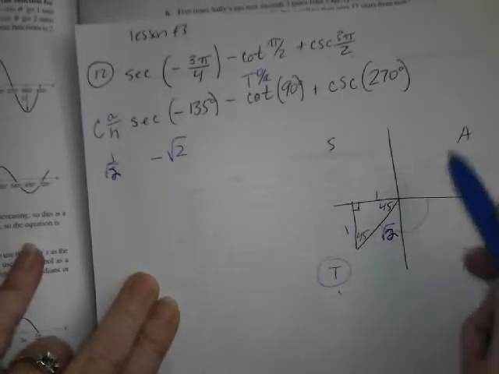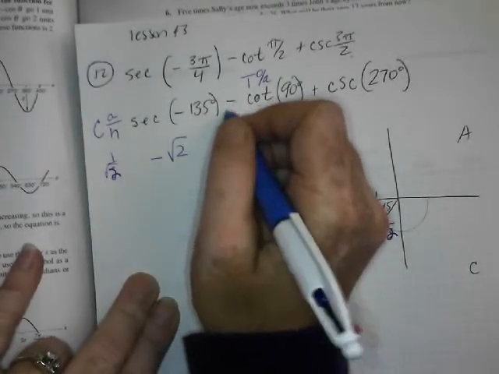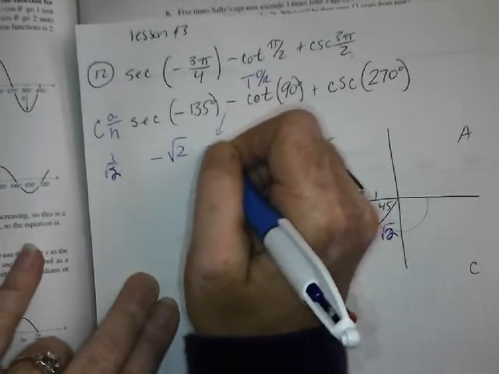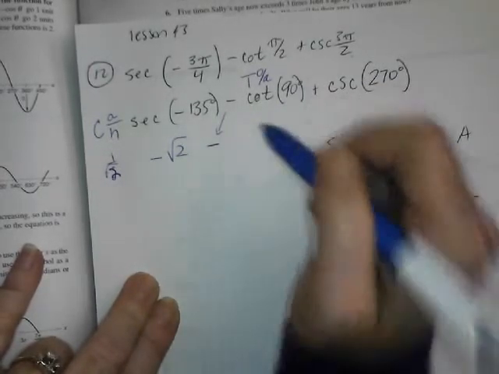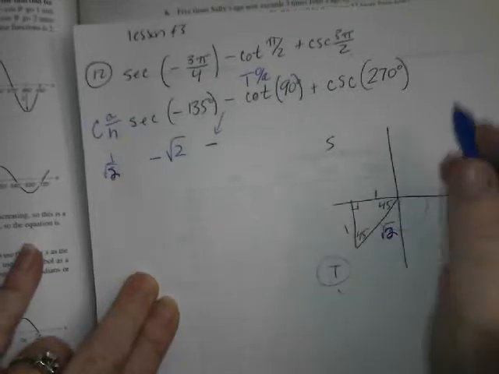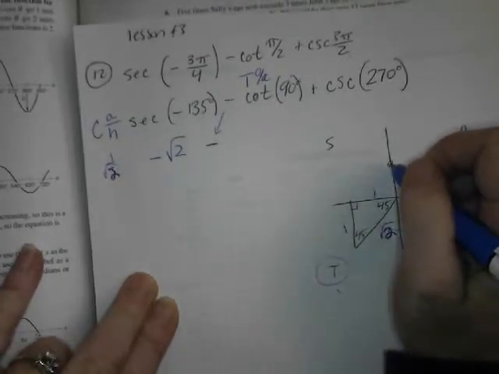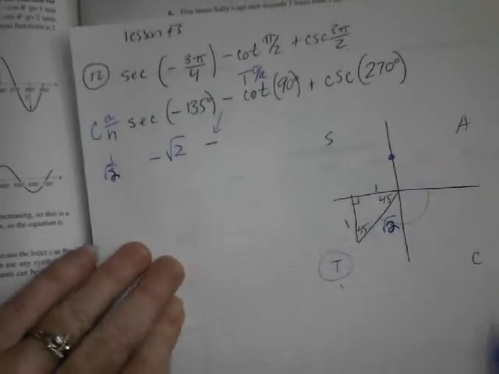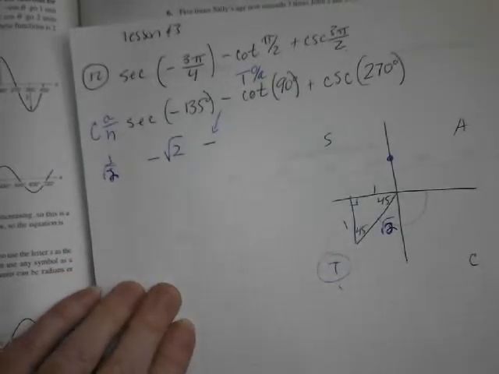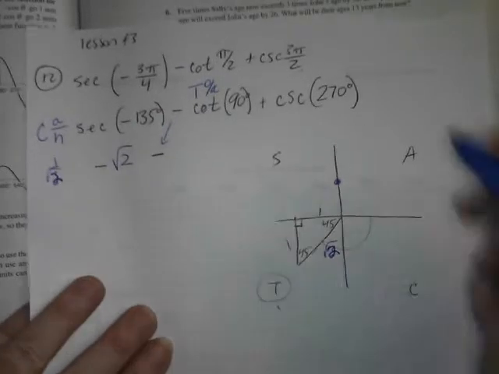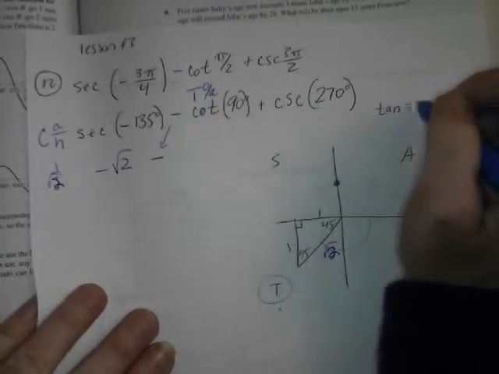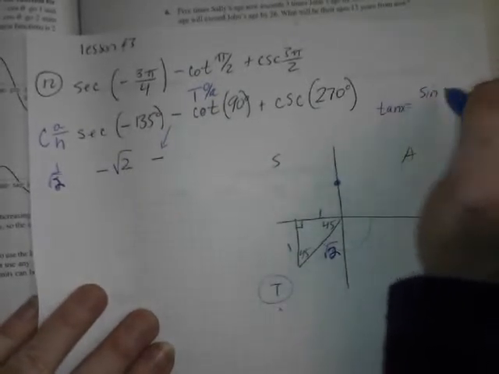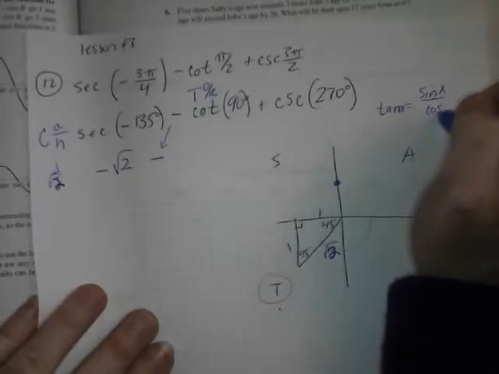So here's my minus sign right here, and then we'll put whatever this is. I don't know what that's going to be. Cotangent of 90. So here's 90 degrees. Tangent is sine over cosine. Did you guys know that? It's kind of like a secret or something. Tangent x is sine x over cosine x.